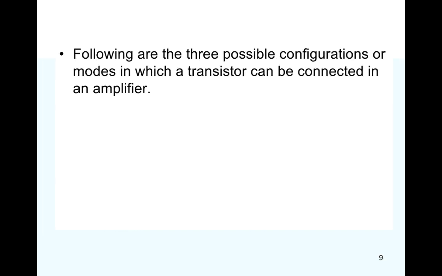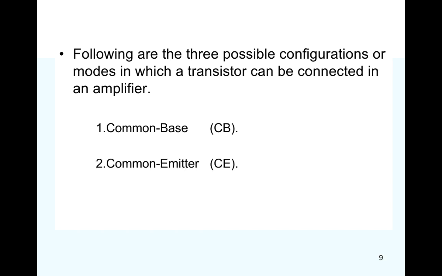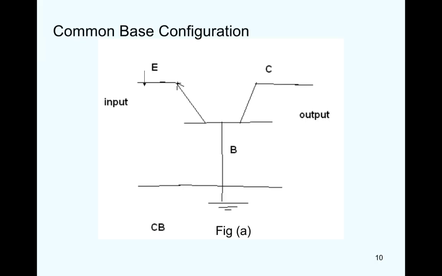So the following are the 3 possible configurations or modes in which the transistor can be connected in an amplifier: common base, common emitter, common collector. The common base configuration is like this. We connect the base to ground, we give the input at the emitter side and we take the output at the collector side. This is what we call the common base configuration.